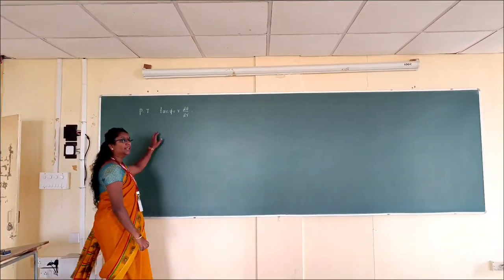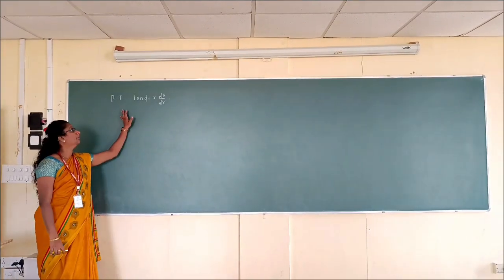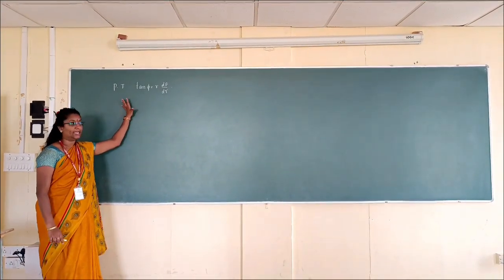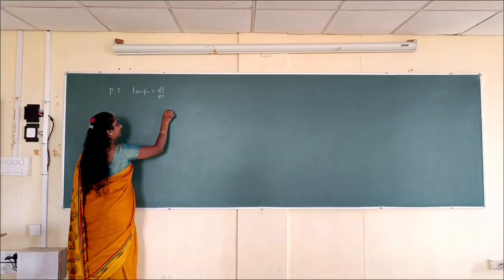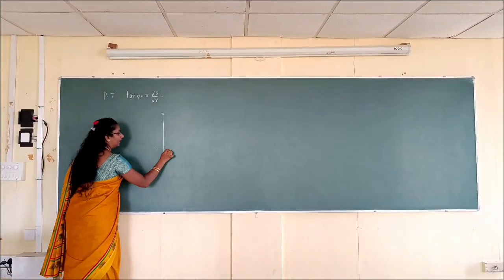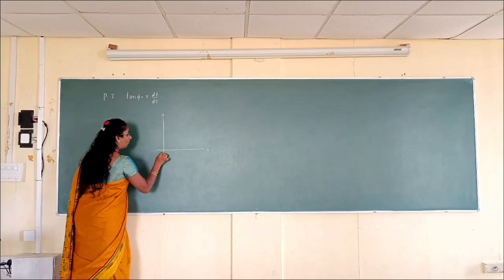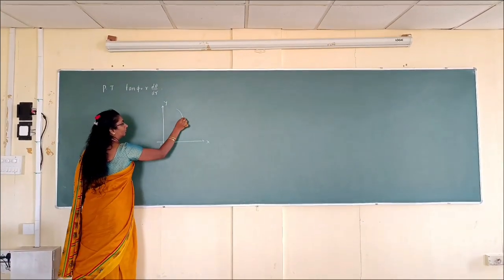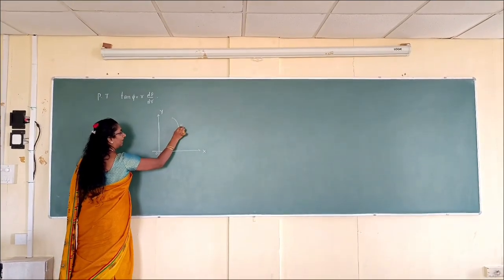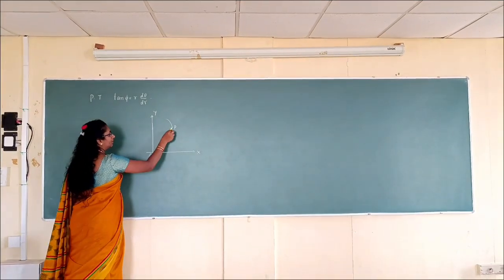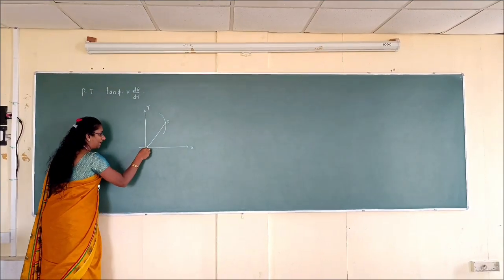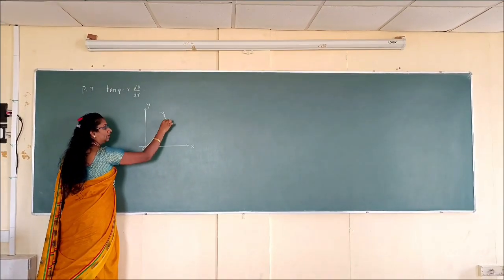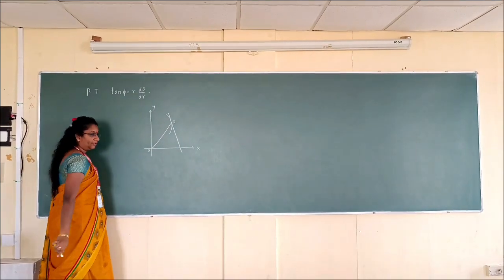Okay, in today's class we have to prove that tan phi equal to r into d theta by dr. First, let me consider a curve in the x, o, y plane. So let P be a point on the curve. Join OP and draw a tangent through the point P.